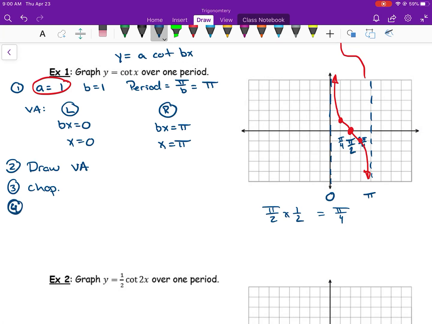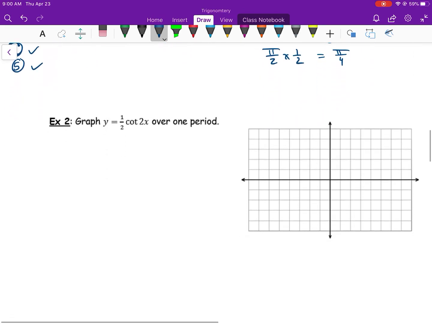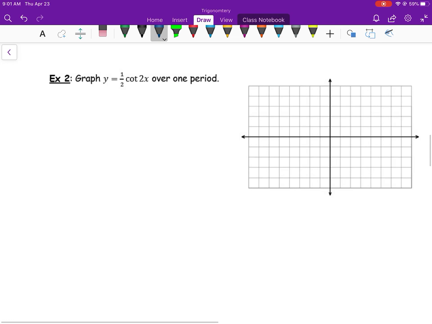Alright, step 4 and 5 are done. Okay, moving on to 1/2 cotangent 2x. So a is 1/2, b is 2, our period is pi over b, which is pi over 2.